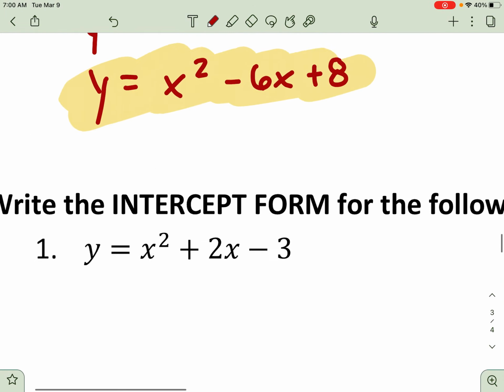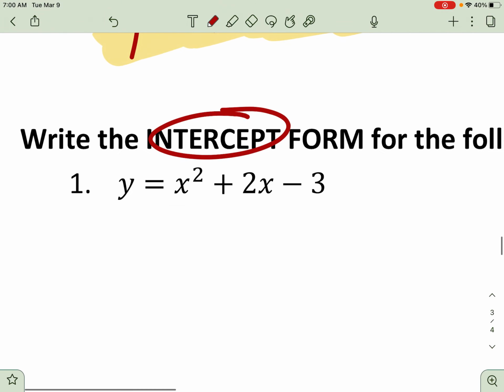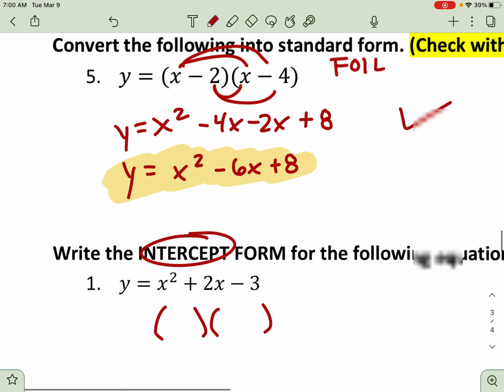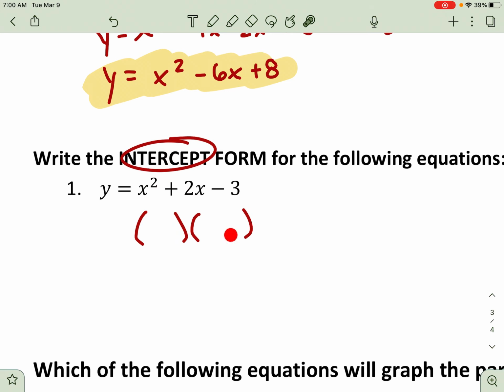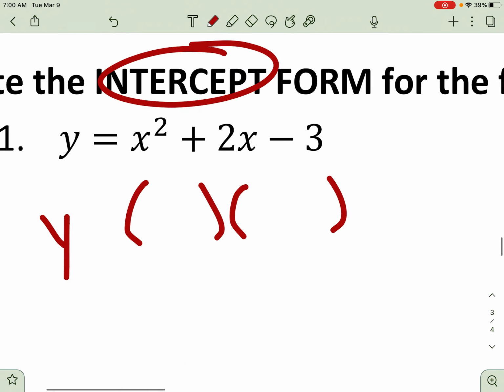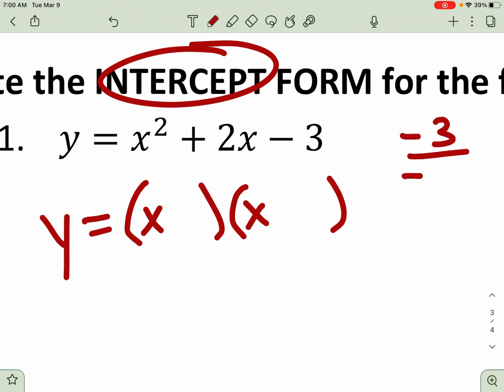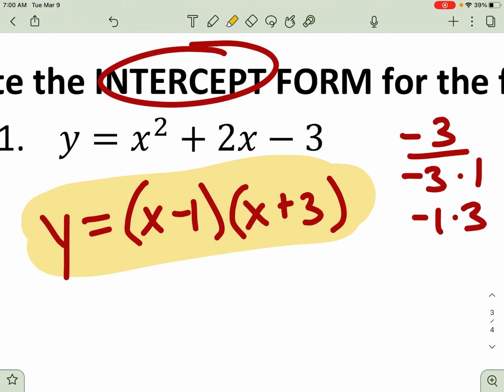Okay, this one, write the intercept form. So intercept form, remember we've got to factor it, so we're working the opposite way. If it's in intercept form, you're going to basically FOIL it to get standard form. If it's in standard form and we want intercept form, we want to factor it. So you're going back and forth between the two different varieties, right? x and x, factors of negative 3, or negative 3 and 1, negative 1 and 3. The bottom one's going to get you a positive 2, so that's what it would be. Okay, and then it's positive out front because this one's positive out front.